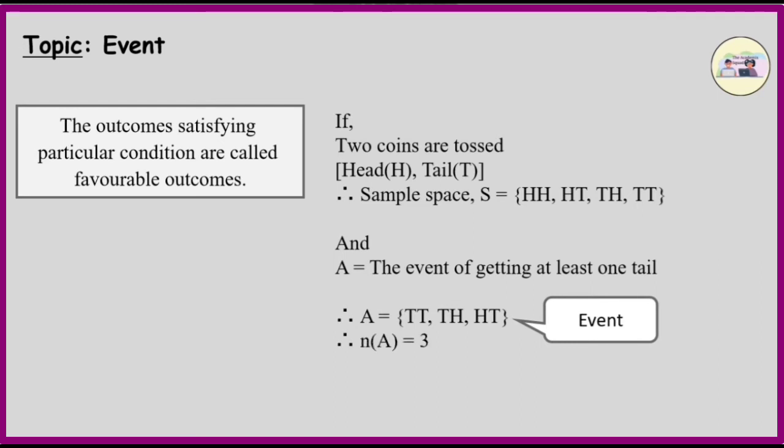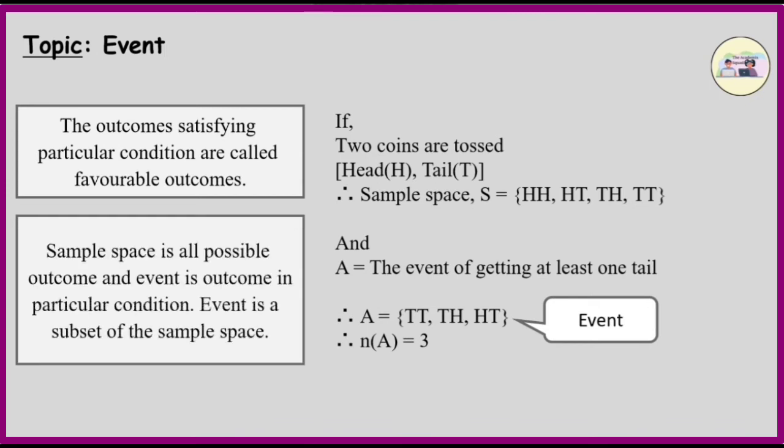The difference between sample space and event is that sample space is all possible outcomes and event is the outcome in a particular condition. Event is a subset of the sample space. In the above given example, event A is given and the sample space will be S is equal to {HH, HT, TH, TT}.